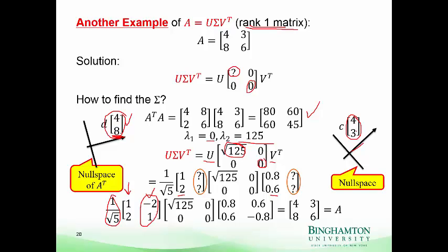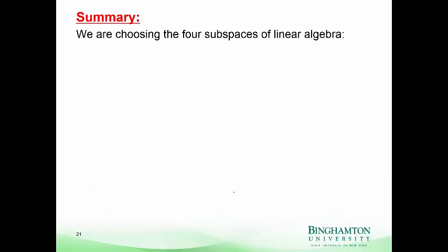And then over here, we had the 0.8, 0.6 that we got before, and we're just going to pick this as something that is orthogonal to that column. You can check with inner products by hand to show that those things are orthogonal to each other. And so there's our complete singular value decomposition of this.